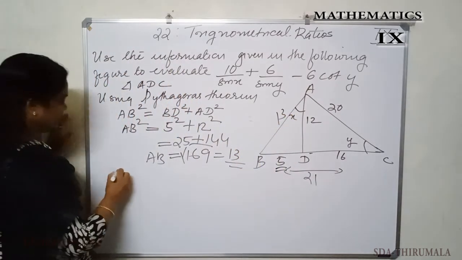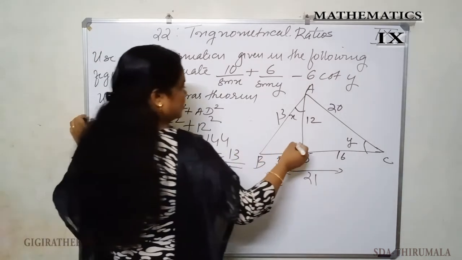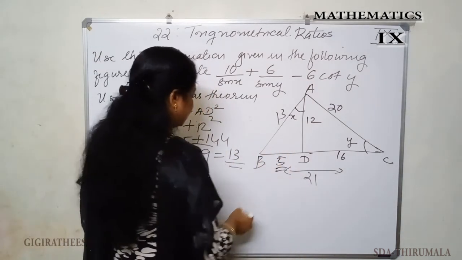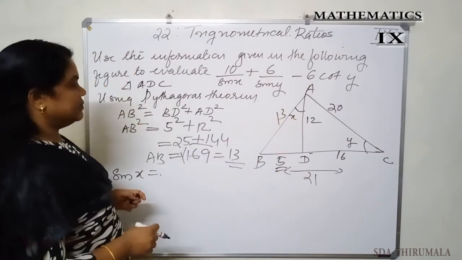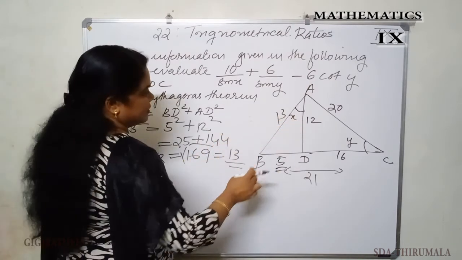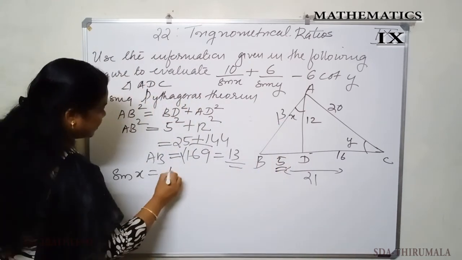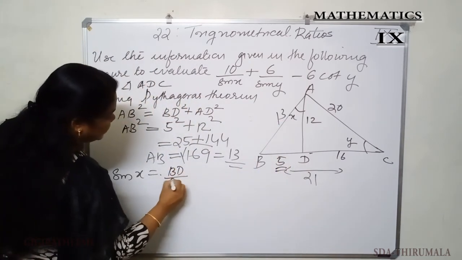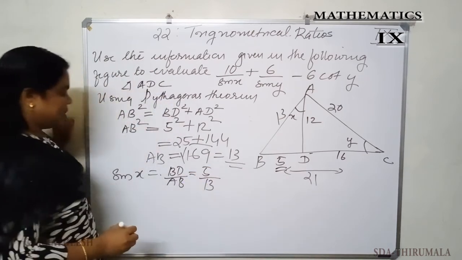What is sin x? Sin x is equal to, this is the angle, opposite side by hypotenuse, that is BD by AB, which is equal to 5 by 13. That is sin x.